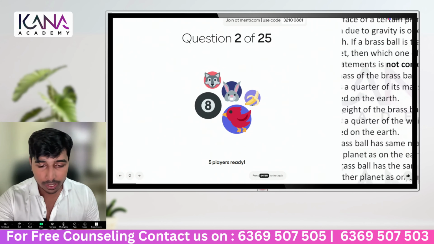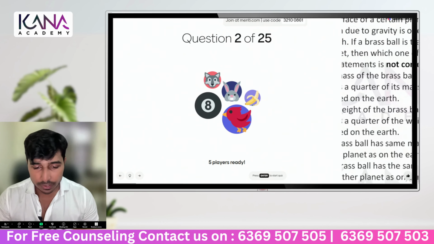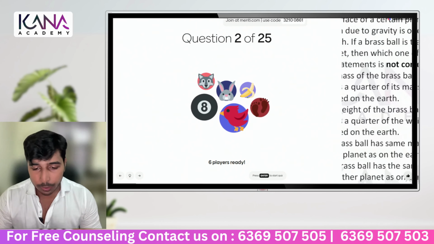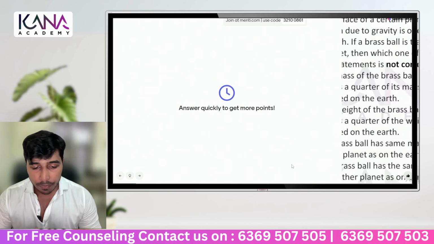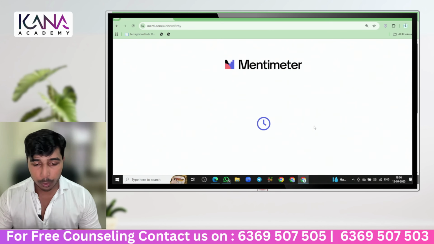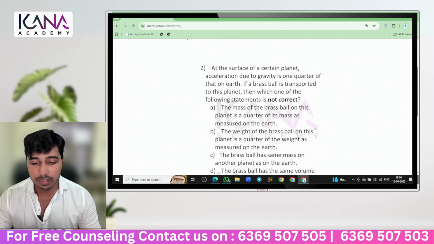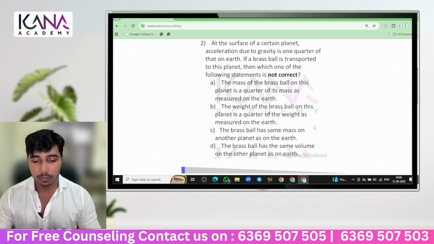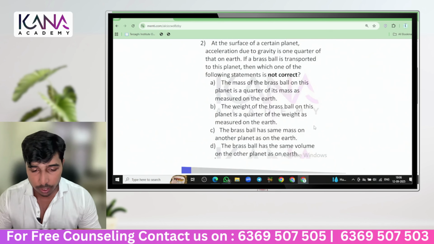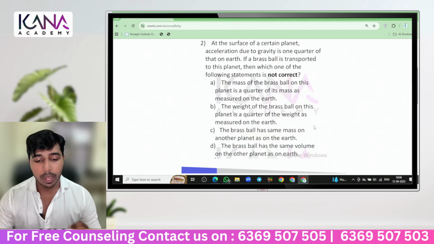Question number 2. I'll just read the question. At the surface of a certain planet, acceleration due to gravity is 1/4 of that on Earth. If a brass ball is transported to this planet, then which one of the following statements is not correct? The options are below. The mass of the brass ball on the planet is quarter of its mass as measured on the Earth. The weight of the brass ball on this planet is quarter of the weight as measured on the Earth. The brass ball has the same mass on the other planet as on the Earth. The brass ball has the same volume on the other planet as on the Earth.